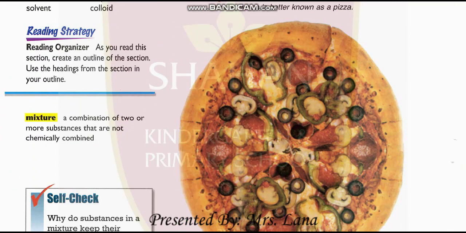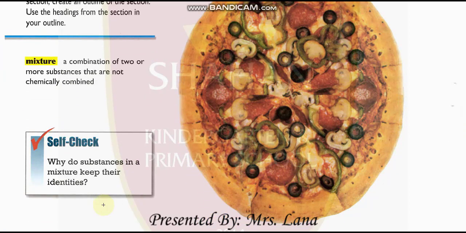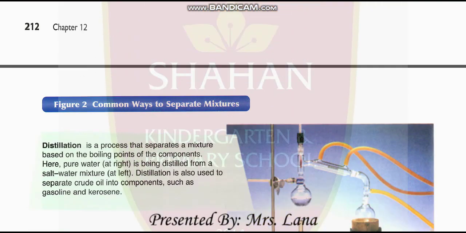This pizza is a mixture of two or more elements. They are not chemically combined like compounds. A mixture is a combination of two or more substances that are not chemically combined. Why do substances in a mixture keep their identities? I want these answers of the self-check from you, students, please.